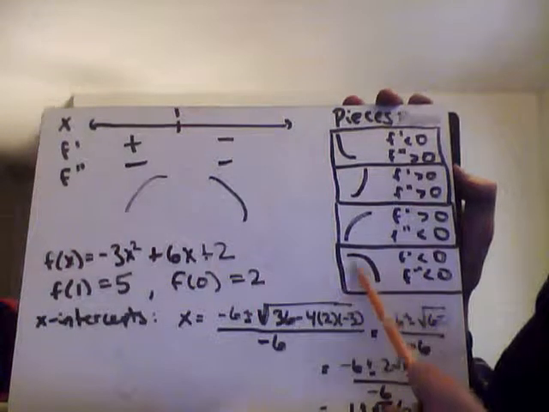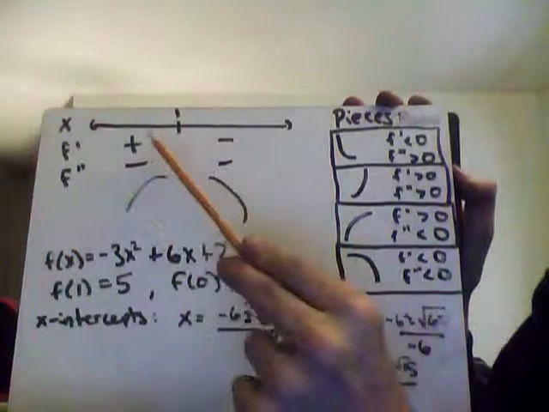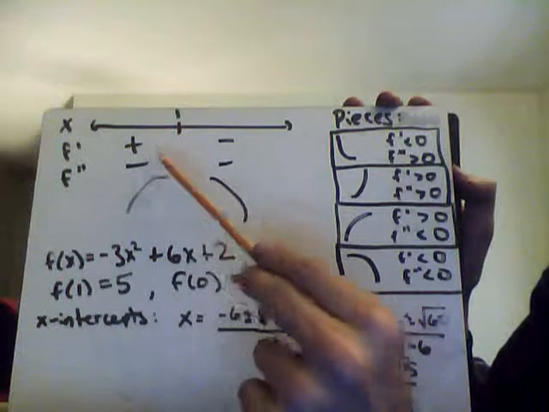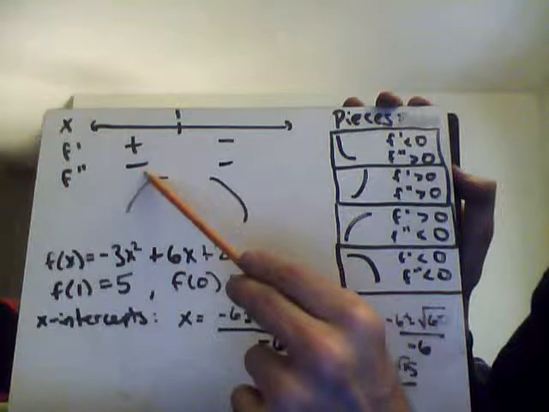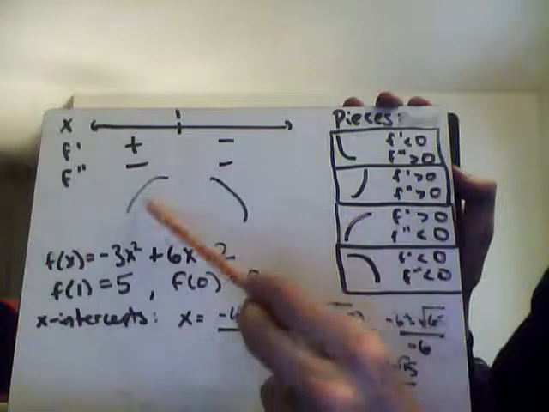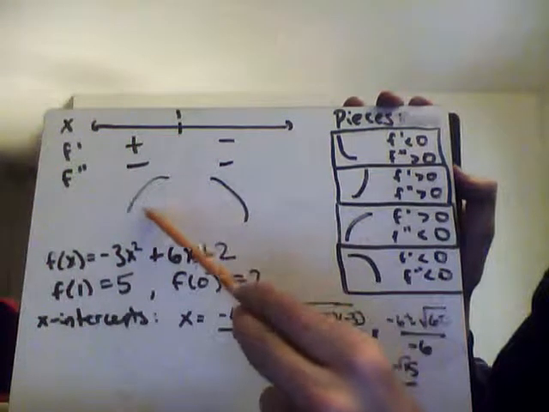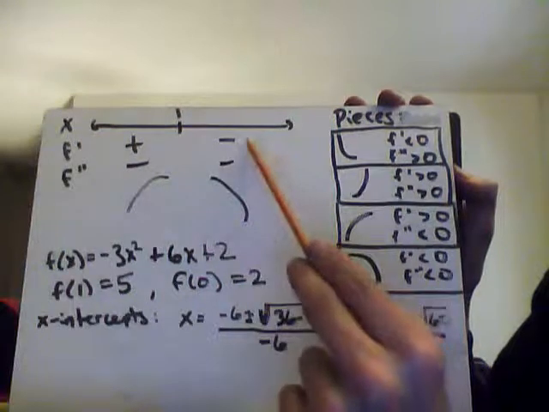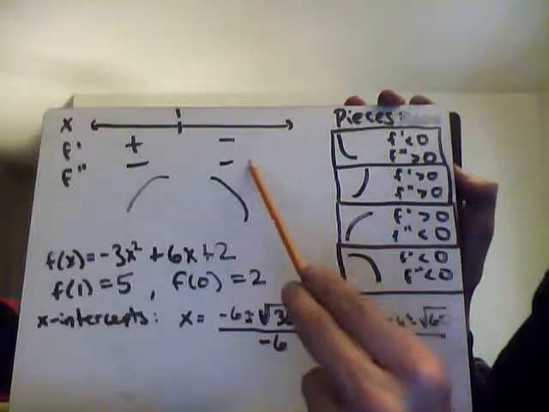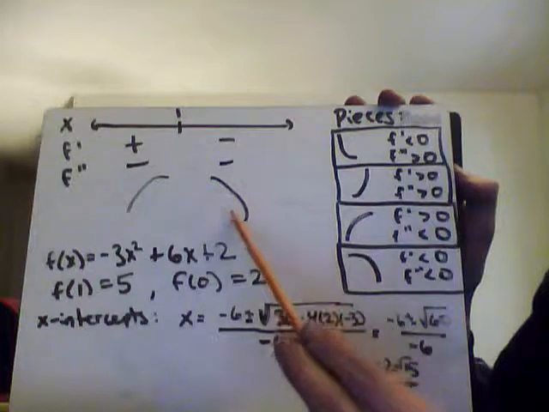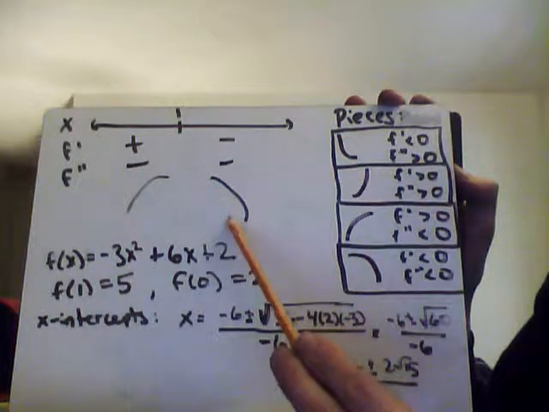So, if we look at what our sign test was for this function, we have our first derivative positive and our second derivative negative. Well, in that case, our piece looks a little something like this. It's that little hook that has a concave down piece that's increasing. Similarly, we have our first derivative negative and our second derivative negative here, so we use this piece that goes in the opposite direction but is still concave down.